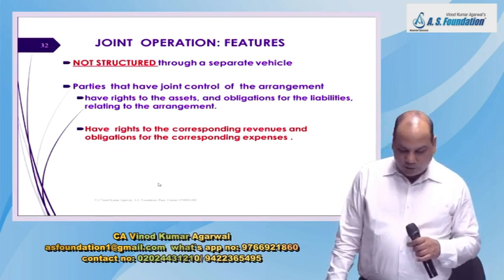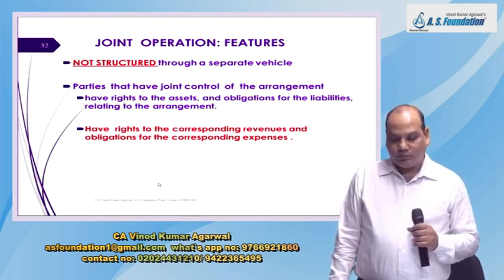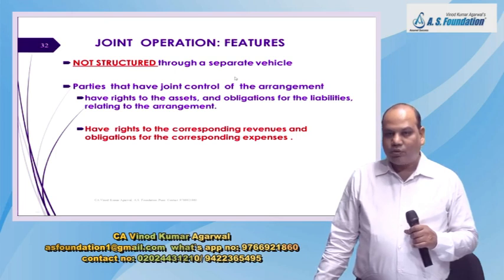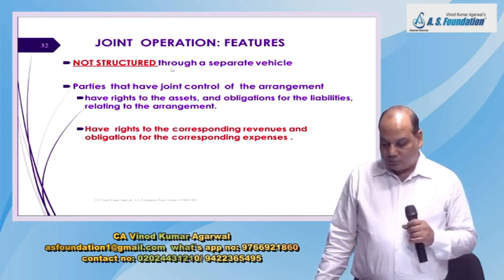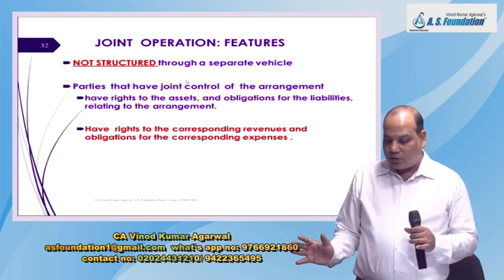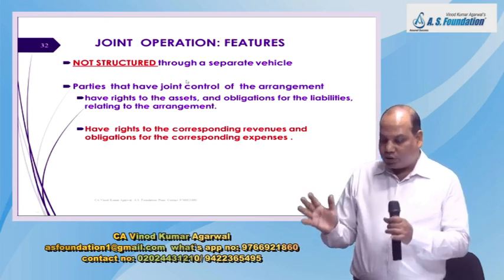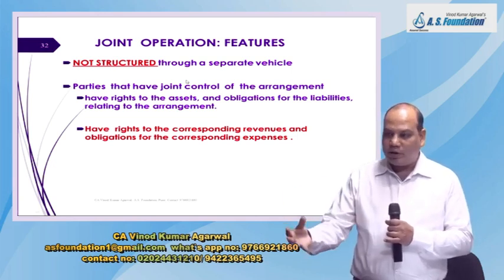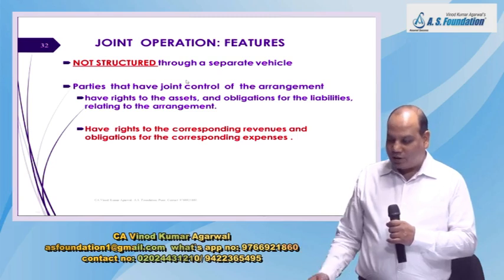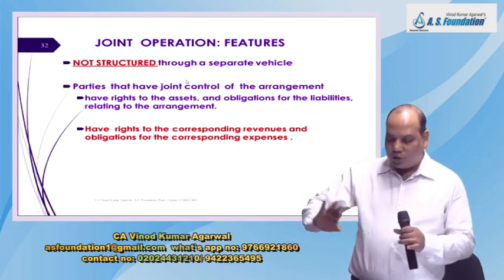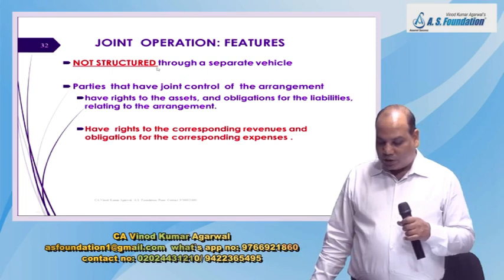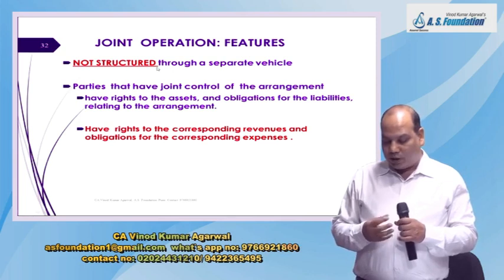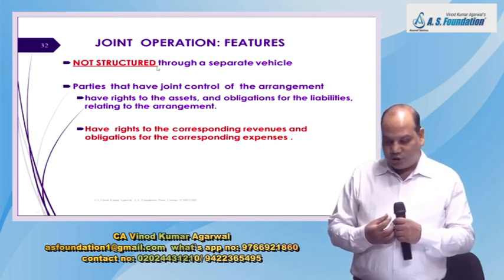So now paragraph number 8, joint operation features. First is, these are not structured through a separate vehicle. The moment you find a question where it is not created through a separate legal entity, that separate entity can be a partnership, limited company, listed company, unlisted company, LLP, or whatever. It should not be a separate entity. Each party will operate from their own premises only. Only they will execute the work jointly.